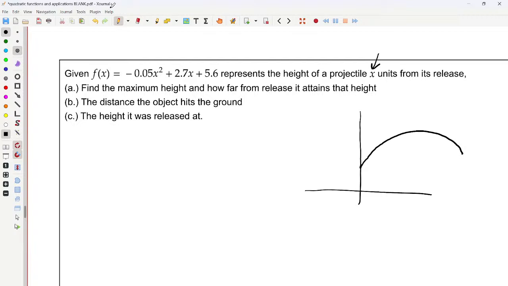There's our function. I tell a story to understand it better. X is the distance from its launch, and Y is however high it's in the sky. So I'm feeling like it's going to hit the ground. The hungry sharks are going to eventually eat it. Find the maximum height and how far it was released. All day and night, that screams, find the vertex.